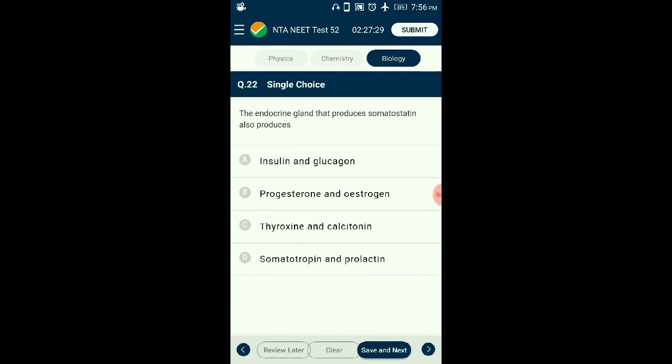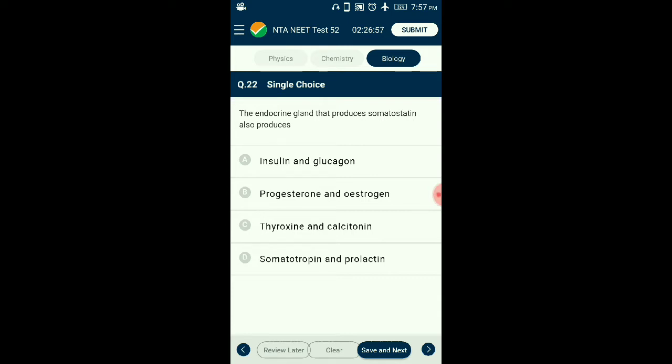Question number 22. The endocrine gland that produces somatostatin also produces... Progesterone and estrogen are secreted by the ovaries and play a major role in the development of the female reproductive system. Thyroxine and calcitonin are secreted by the thyroid gland. Thyroxine plays an important role in the regulation of various organs of the body, whereas calcitonin plays a major role in blood calcium level regulation.